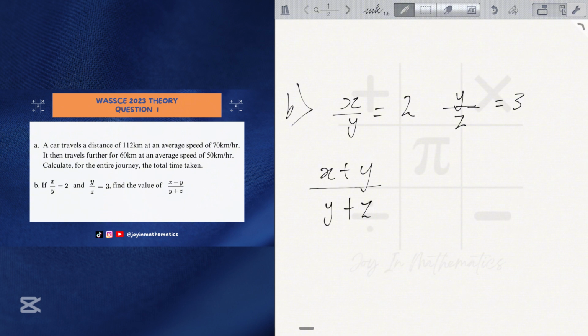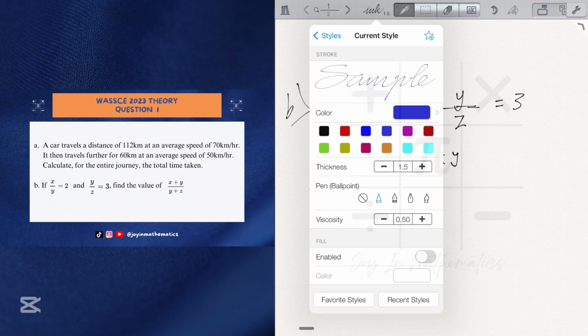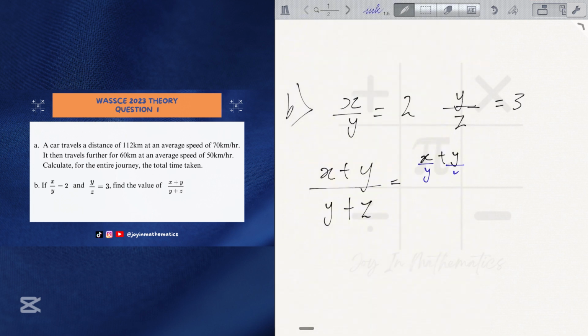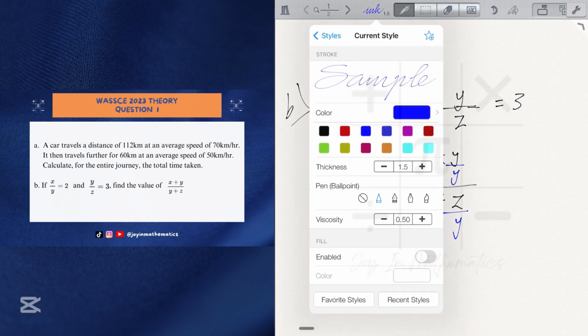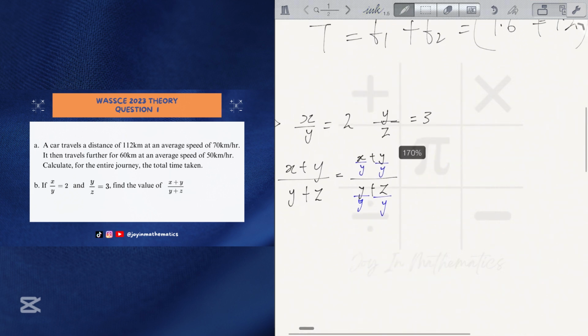So if we divide numerator and denominator by Y, I'm saying X plus Y, and I'm dividing the numerator by Y. Going further, Y plus Z, and I'm also dividing the denominator by Y. Now we'll see the occurrence. We'll see X over Y here, and we also see the inverse of Y over Z, which is Z over Y. So we can now proceed on with the question. So let's simplify this further.